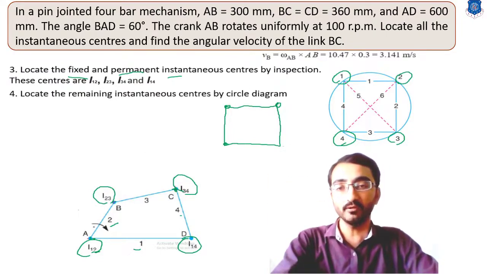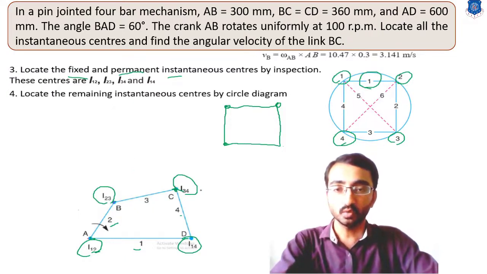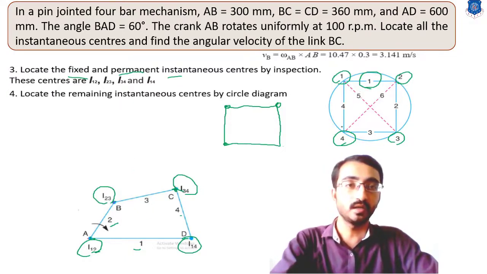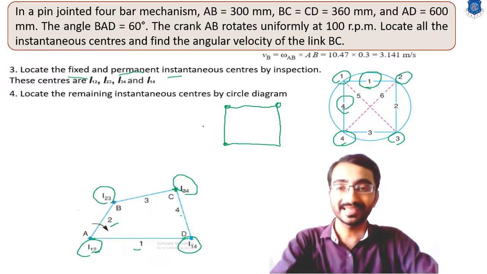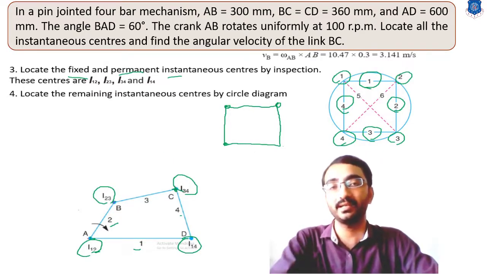Now locate those points which you have already found out by the inspection method. So over here you have to find I12 and I14. Okay, I12 you have already got, so that is the first point. Now the second one is I14. Then the next are I23 and I34. Okay, so by connecting these 4 lines you will simply get these 4 instantaneous centers.